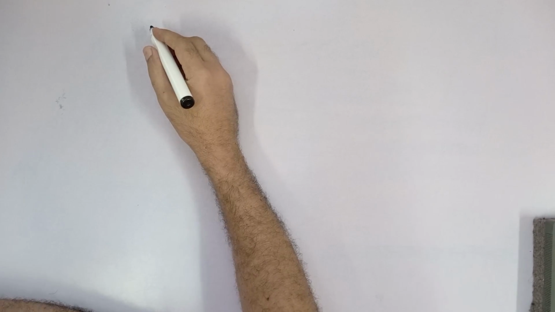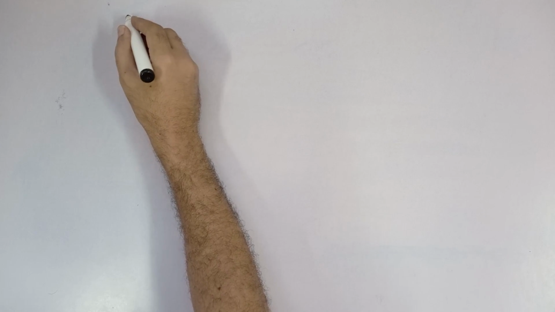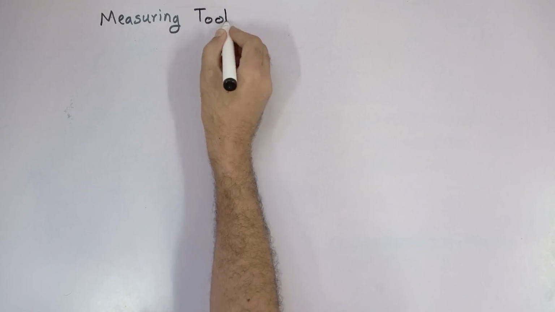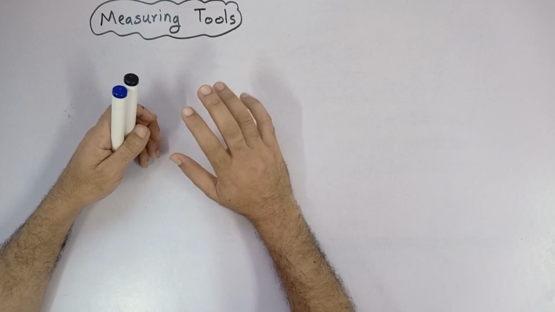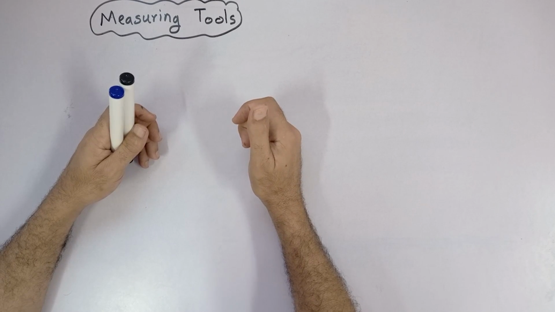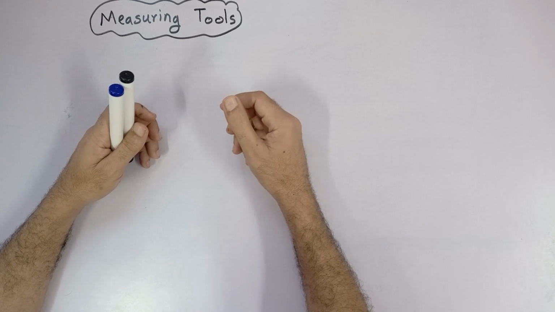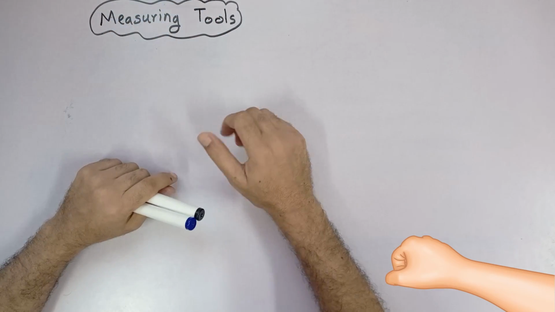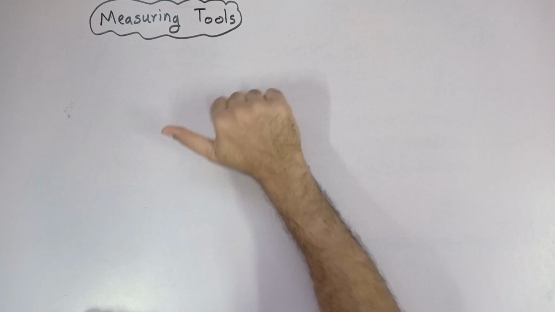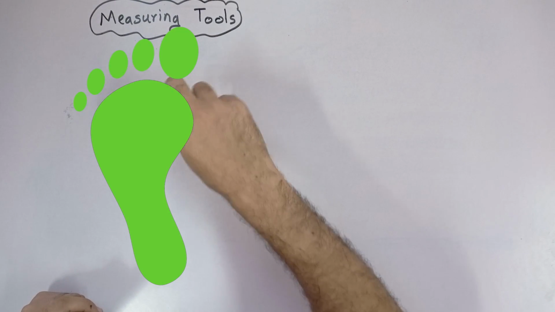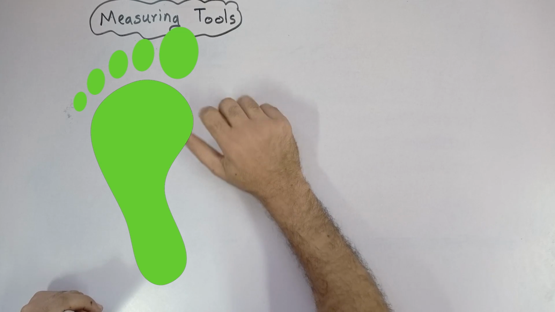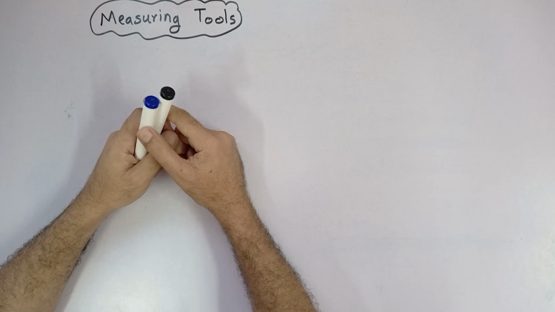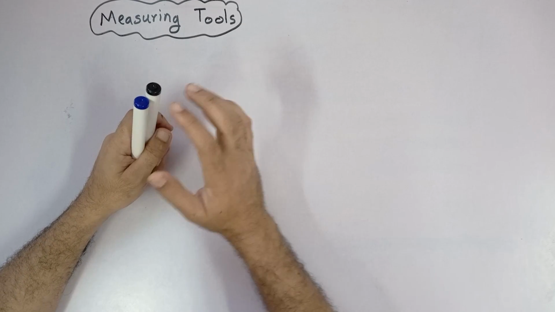The second key in measurement is measuring tools. Man in the past used parts of his body and natural phenomena as tools of measurement. He used his arm, the hand span, and the foot as tools to measure length. Also, he used the sunrise, the sunset, and the moon phases to devise a measure of time.